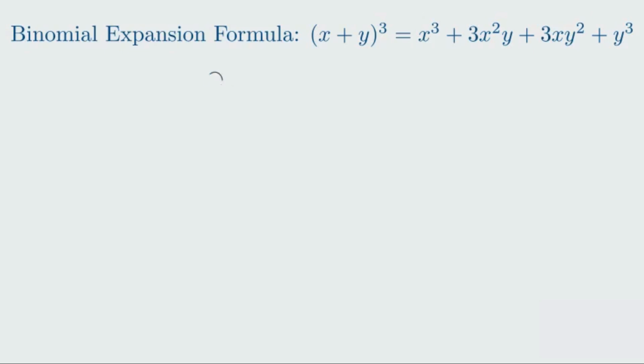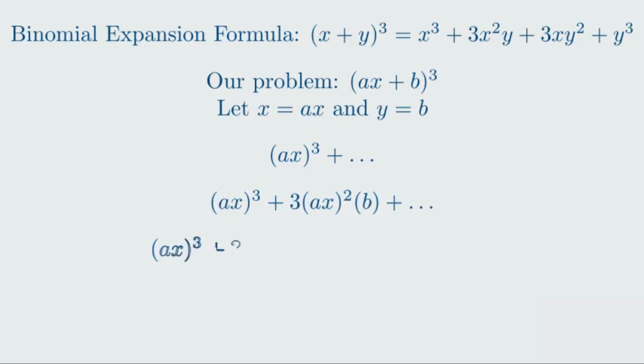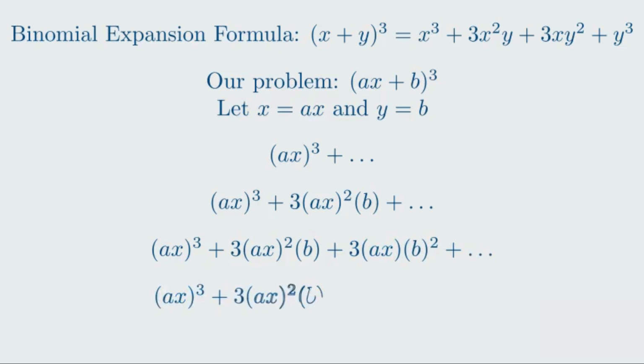In our case, x from the formula corresponds to ax in our problem, and y from the formula corresponds to b in our problem. We will substitute these values into the formula. I'll write out each term clearly as we go. The first term is x cubed, which is ax cubed. The second term is 3 times x squared times y, which becomes 3 times ax squared times b. The third term is 3 times x times y squared, which is 3 times ax times b squared. And the fourth term is y cubed, which is b cubed.